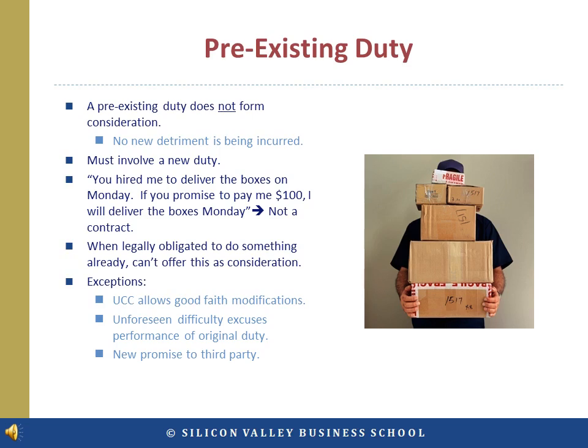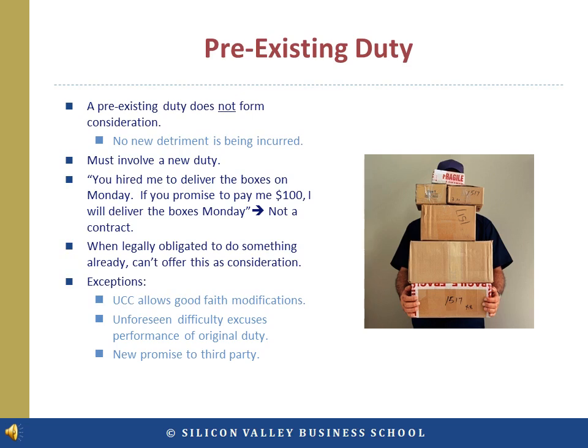An exception to this rule involves a change in situation. If you'd been employed to deliver the boxes on Monday, but there was a huge snowstorm Sunday night that was so severe as to excuse performance, then the second agreement to deliver on Monday for $100 would involve a new detriment, and will form a contract as the duty to deliver in such harsh conditions was not pre-existing.